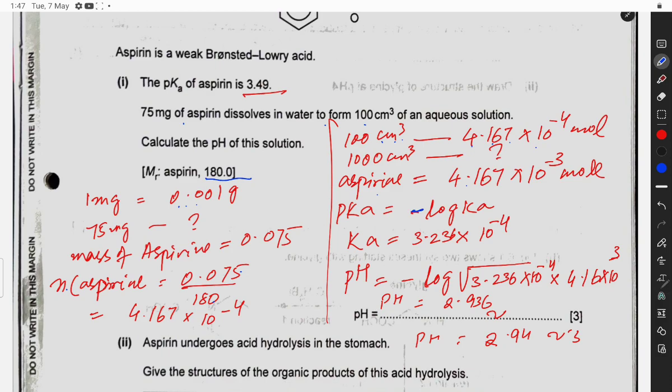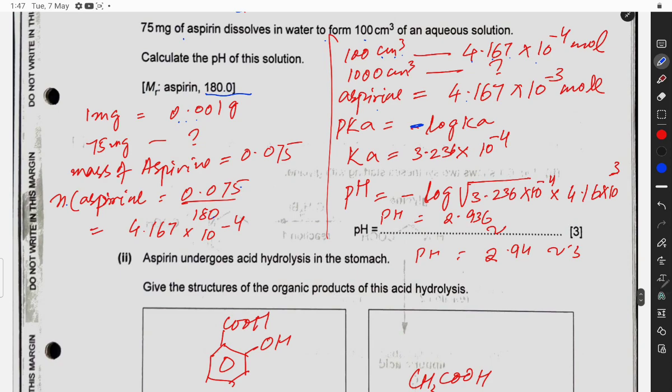pKa is equal to minus log Ka, so Ka is 10^-3.49, which is equal to 3.236 × 10^-4. Now pH is equal to minus log of the square root of Ka times the concentration, 4.167 × 10^-3. This is the concentration of aspirin, and this is the pH. The pH is equal to 2.936, which is 2.94, approximately 3.